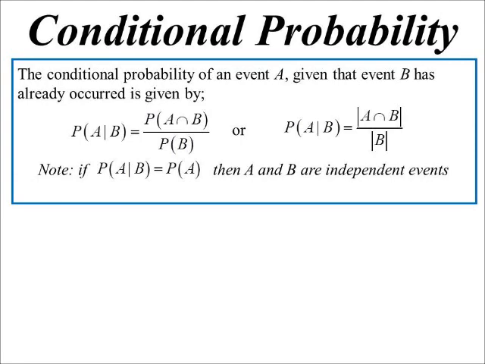Now, if it turns out that the probability of A, given the condition of B, is the same as just working out the probability of A alone, then it must mean that A and B are independent events. One did not influence the other. Or another way of saying that, the probability of the intersection is simply the probability of A times the probability of B. If that works out, then we know they're independent events.